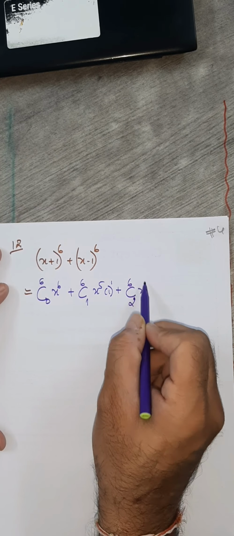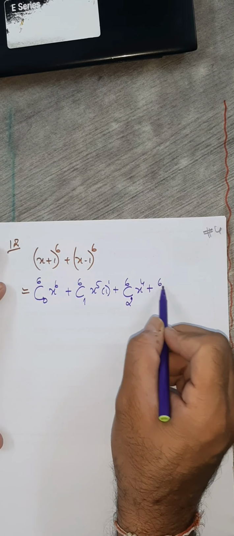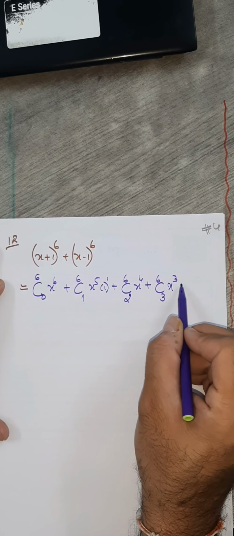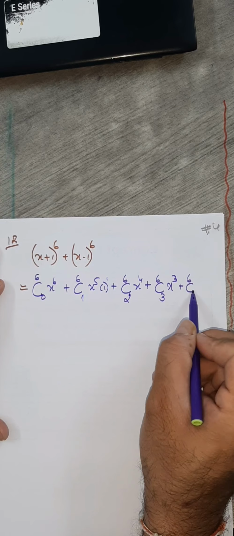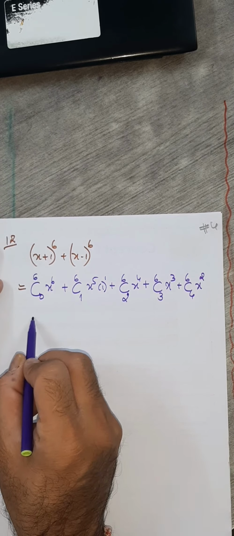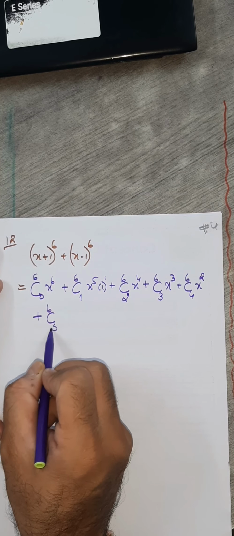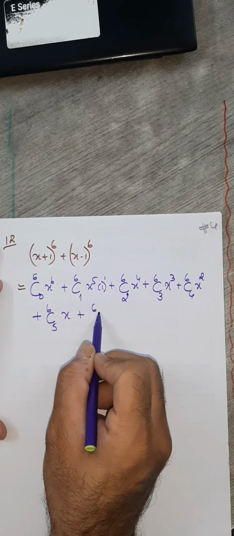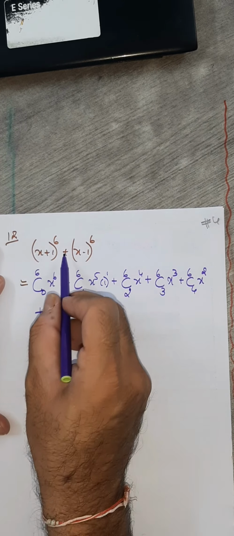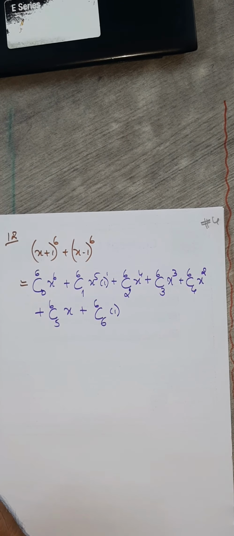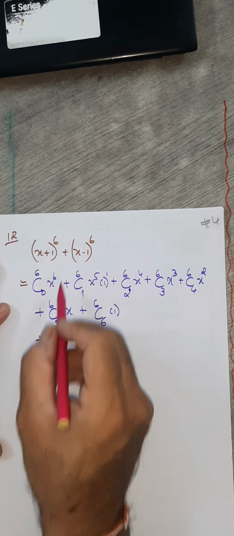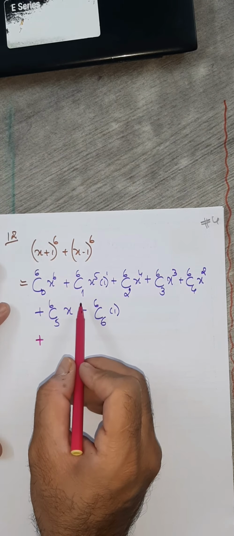6c2 x raised to 4, 6c3 x cube into 1 cube, remember that I'm not writing. 6c4 x raised to 2, plus you have 6c5 into x and finally 6c6 into x raised to 0, that's 1. Plus now we'll continue with this. I'll write here plus, here your minus sign, remember.